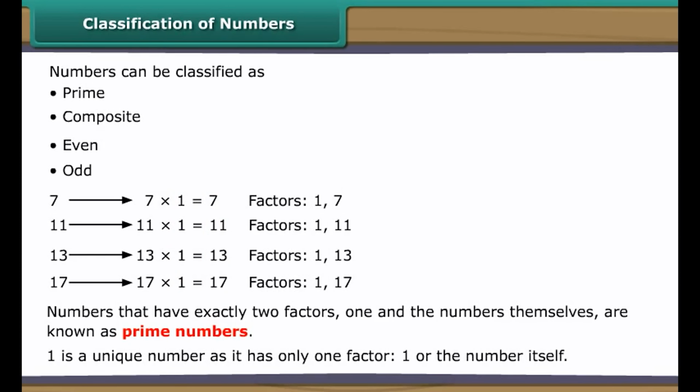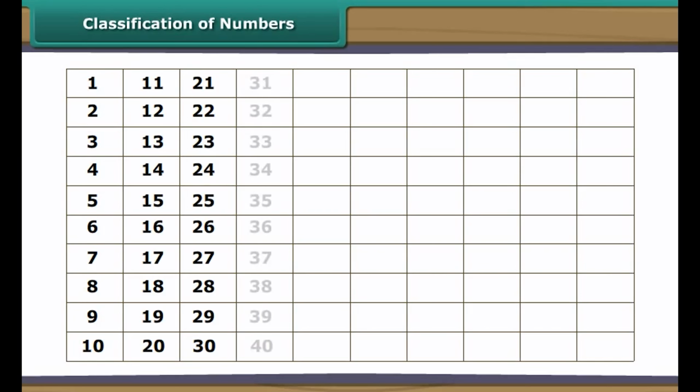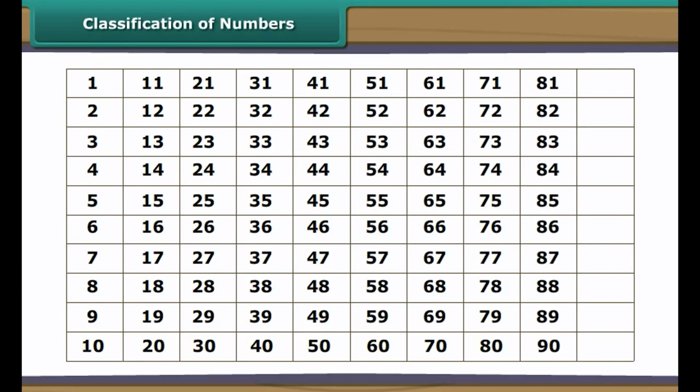1 is a unique number. It has only one factor, 1 or the number itself. A Greek mathematician called Eratosthenes devised an easy method to locate the prime numbers between 1 and 100. Let us take a look at this method. We draw a table of 10 columns. In the first column, we list the numbers from 1 to 10. In the second column, the numbers from 11 to 20 and so on. Thus, in the last column, we list the numbers from 91 to 100.